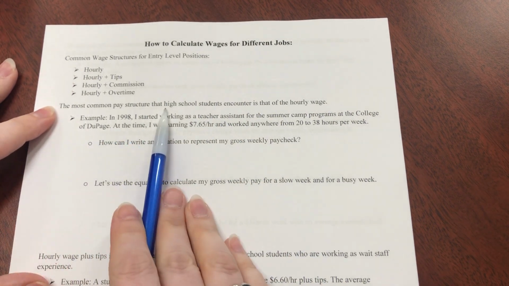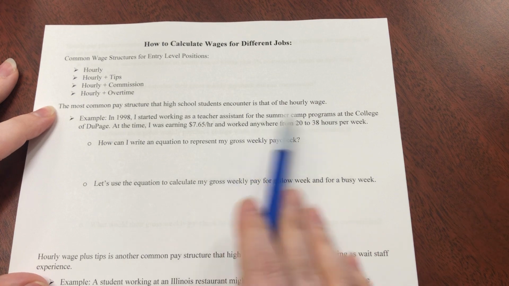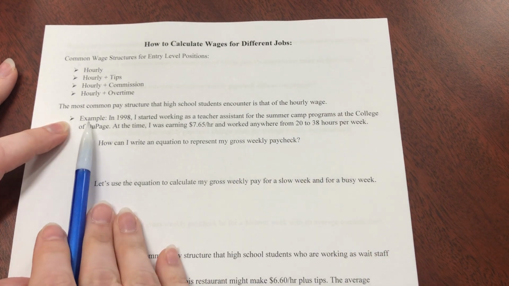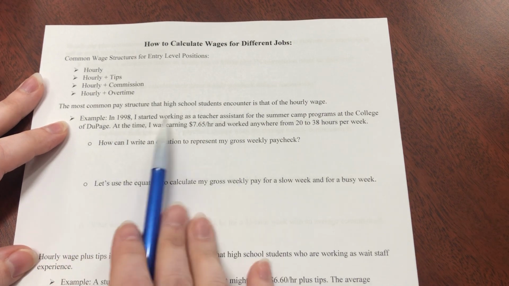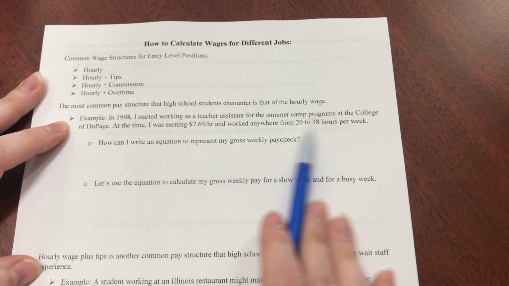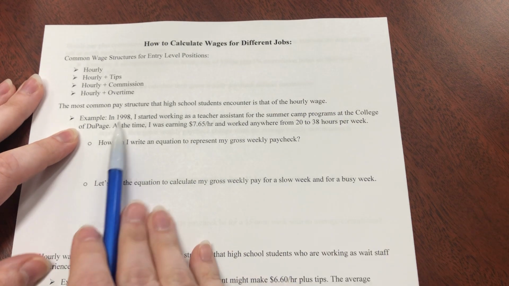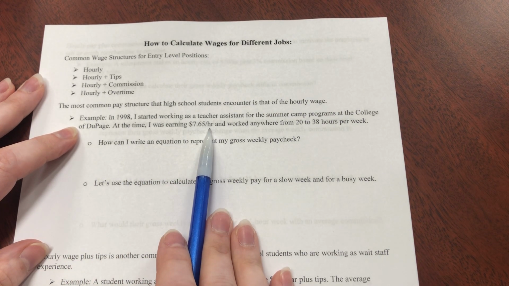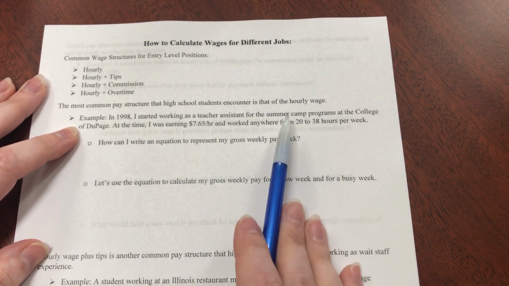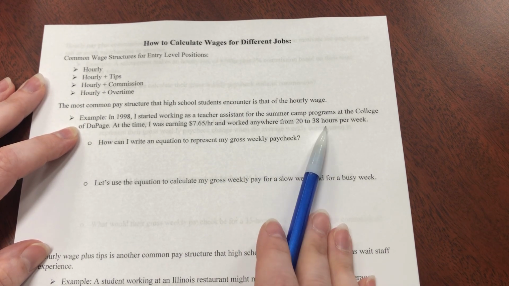All right, so the most common pay structure that high school students encounter is that of an hourly wage. And here's an example from my own personal history. In 1998, I started working as a teacher assistant for the summer camp programs at the College of DuPage. At the time, I was earning about $7.65 per hour, and I worked anywhere from 20 hours to about 38 hours per week.